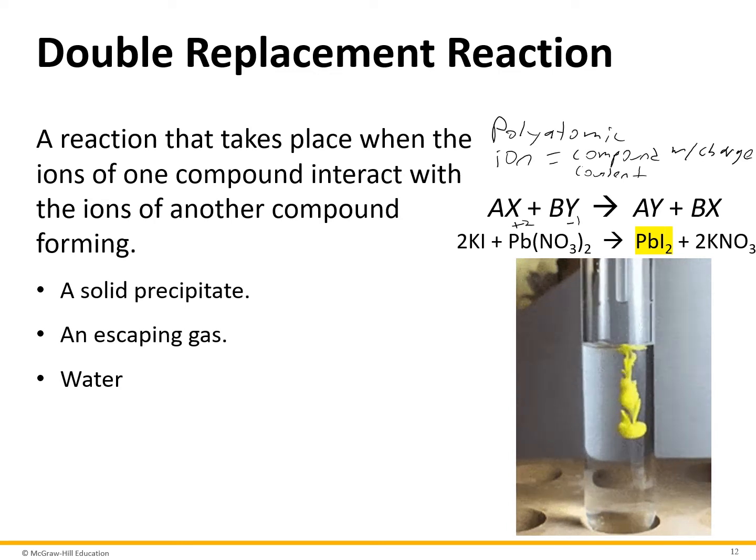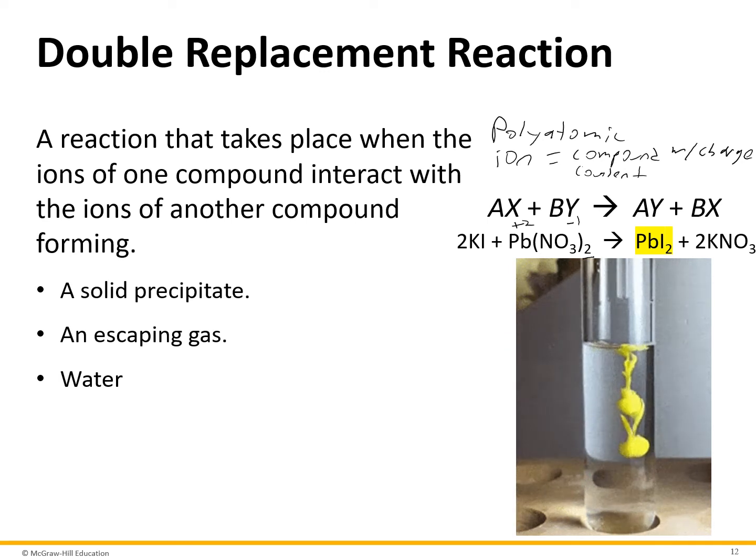Two potassium iodides react with one lead dinitrate, because there are two nitrates in that salt. It reacts and you swap the partners. The iodides go to the lead and the nitrates go to the potassium. Two potassium nitrates form. These are super soluble, no color. Lead iodide is this beautiful yellow color, and it looks like a yellow liquid, but it's actually a yellow fine dust that will settle into a powder over time.